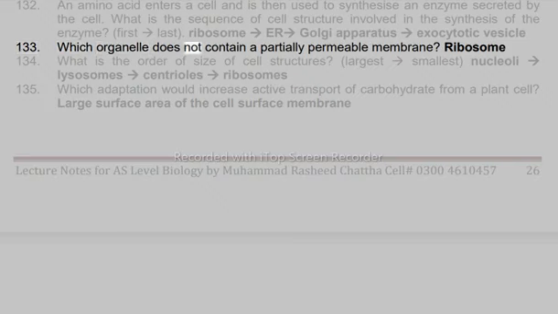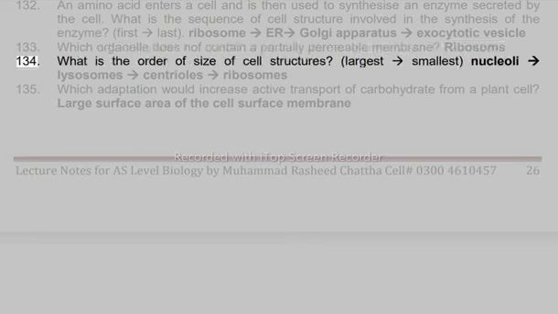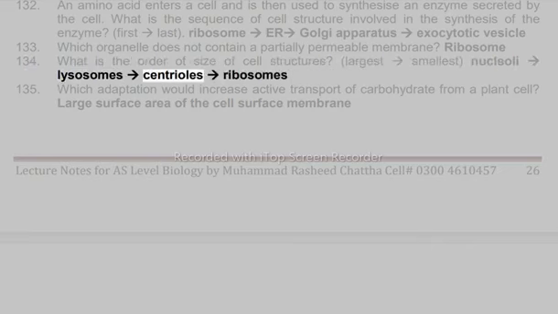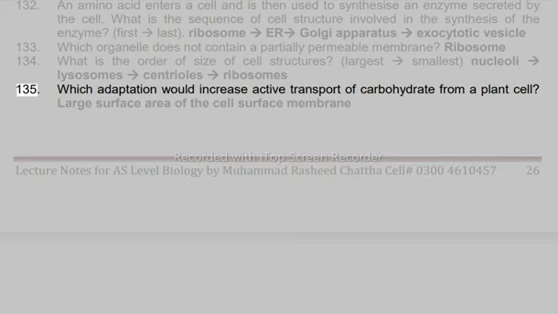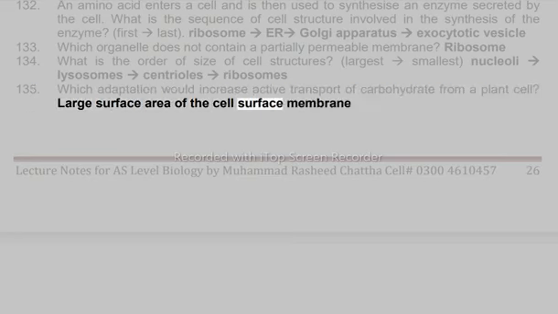133. Which organelle does not contain a partially permeable membrane? Ribosome. 134. What is the order of size of cell structures? Largest to smallest: nucleoli, lysosomes, centrioles, ribosomes. 135. Which adaptation would increase active transport of carbohydrate from a plant cell? Large surface area of the cell surface membrane.